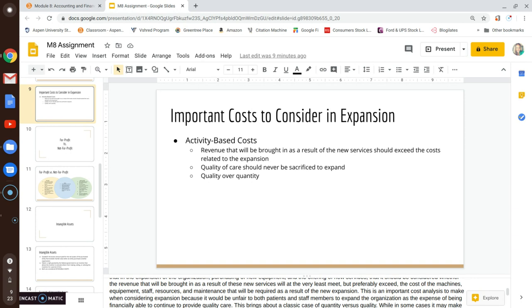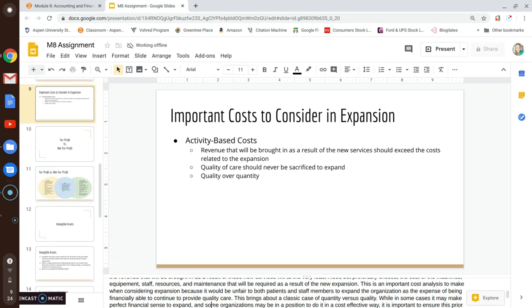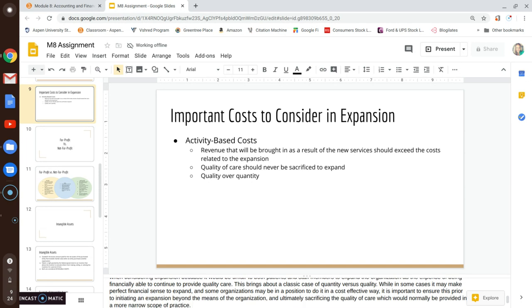This is an important cost analysis to make when considering expansion because it would be unfair to both patients and staff members to expand the organization at the expense of being financially able to continue to provide quality care. This brings about a classic case of quantity versus quality. While in some cases it may make perfect financial sense to expand, and some organizations may be in a position to do it in a cost-effective way, it is important not to initiate an expansion beyond the means of the organization, ultimately sacrificing the quality of care which would normally be provided in a more narrow scope of practice.